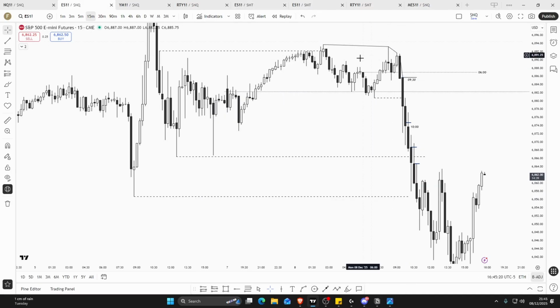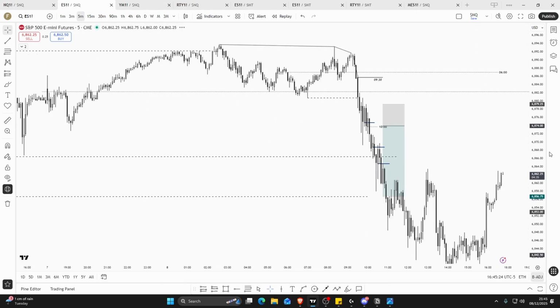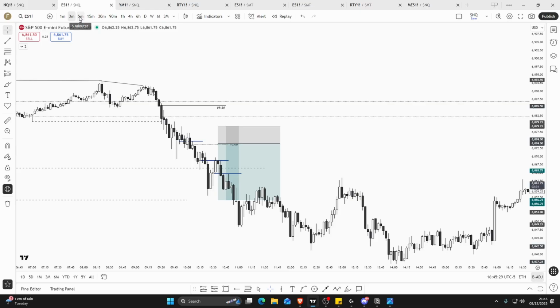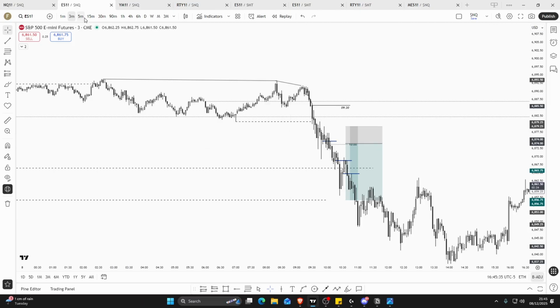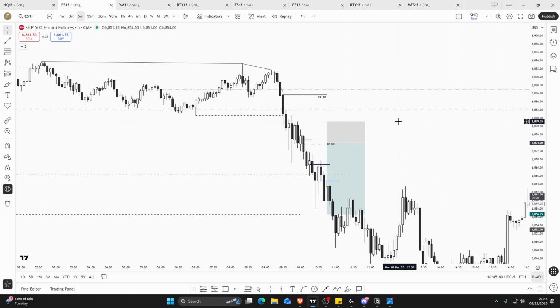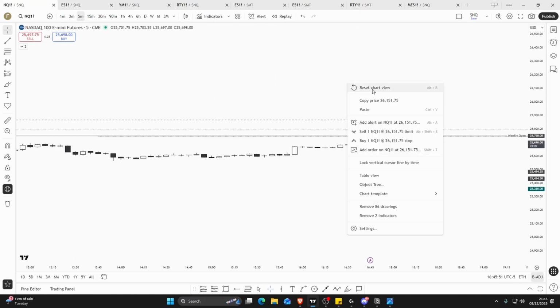So after this is all put in, we have the SMT, the PSP. All I'm doing is looking for a valid 5 or 3-minute entry. So the 3-minute was kind of choppy, it wasn't displacing massively. So I decided to zoom out and look at the 5-minute. You can see we take out this low and we start kind of consolidating in here.